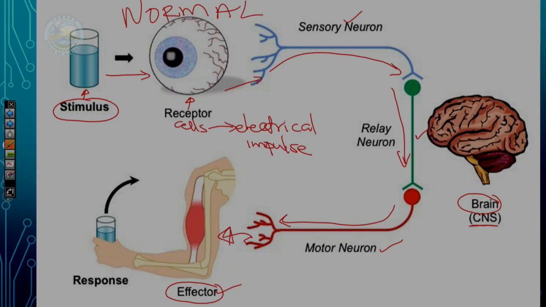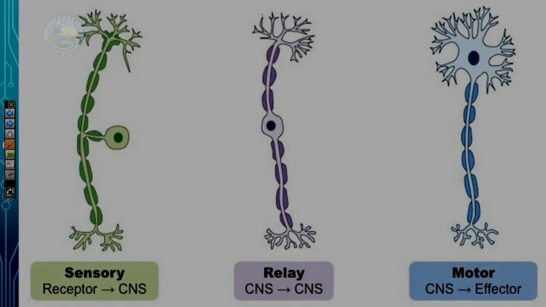And let us look at the three main types of neurons that you need to know about. So we have a sensory neuron, and we have the dendrites at the top.